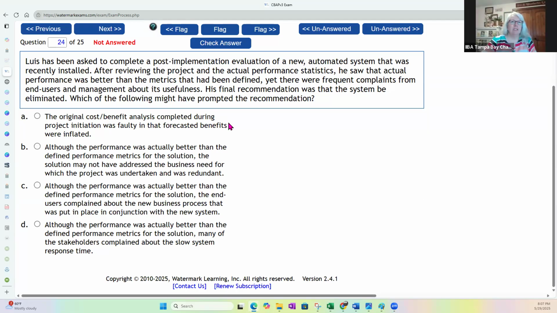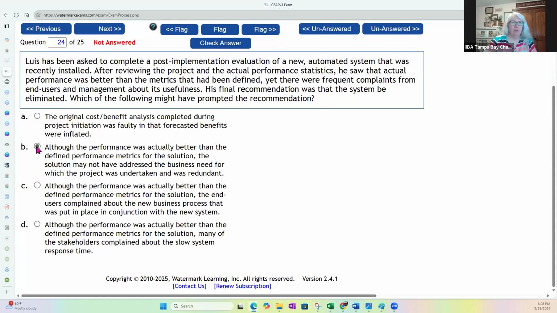A, the original cost benefit analysis completed during the project initiation was faulty and the forecasted benefits were inflated. B, although the performance was actually better than the defined performance metrics, the solution may not have addressed the business need for which the project was undertaken and was redundant. C, although the performance was actually better than the defined performance metrics for the solution, the end users complained about the new business process that was put in place in conjunction with the new system. D, although the performance was actually better than the defined performance metrics for the solution, many of the stakeholders complained about the slow system response time. Or B, maybe.